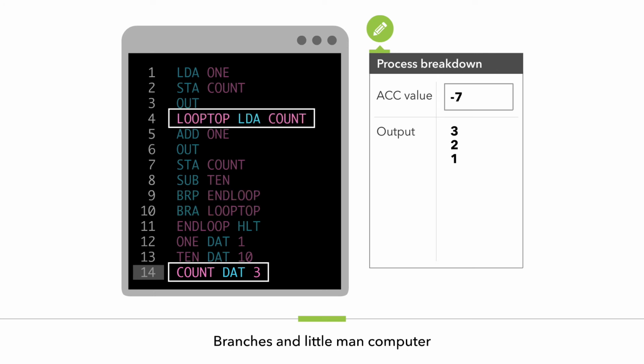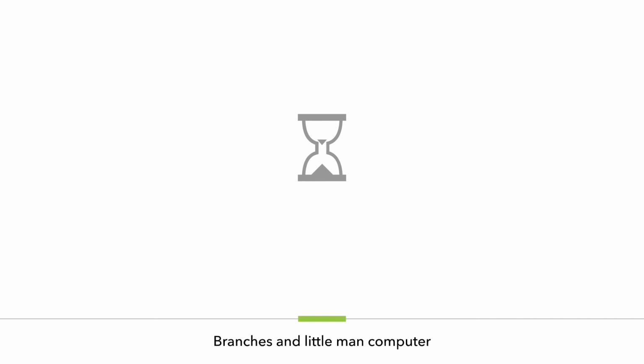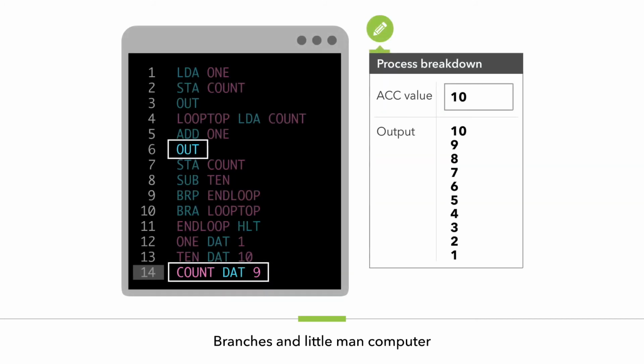so it loops again. If we keep going, then eventually the count will get to 10. We'll subtract 10 to give us 0, which will be treated as a positive number. So, when it gets to the branch if positive, it will jump to the label end loop and stop the simulation. And, if you're wondering, yes, branch if 0 would work here as well.